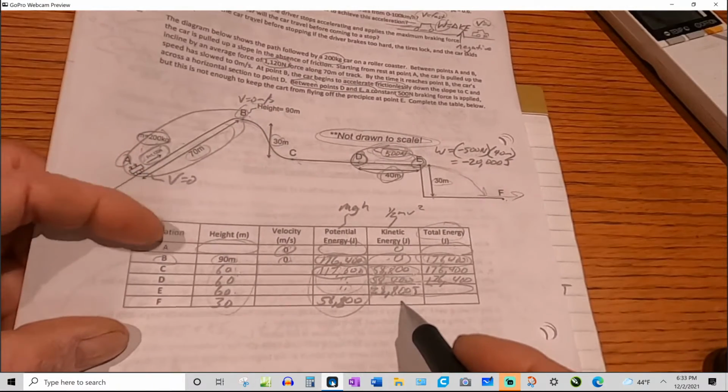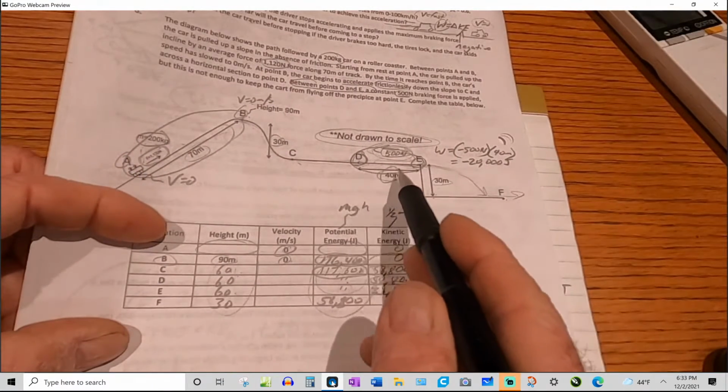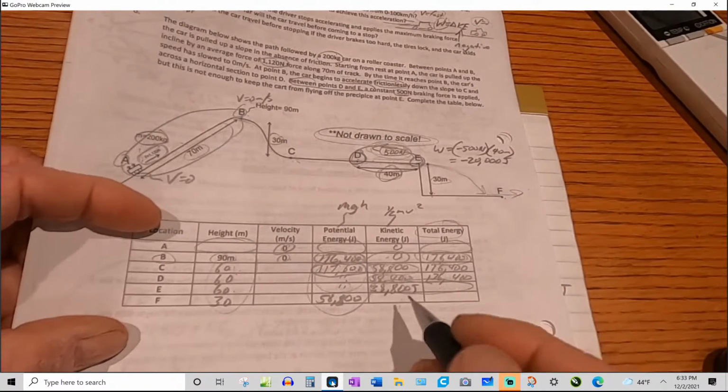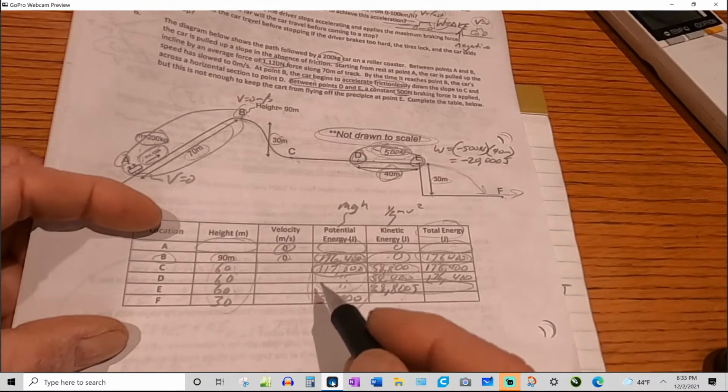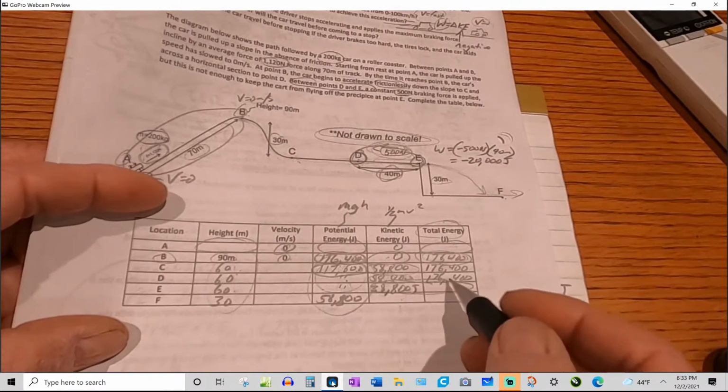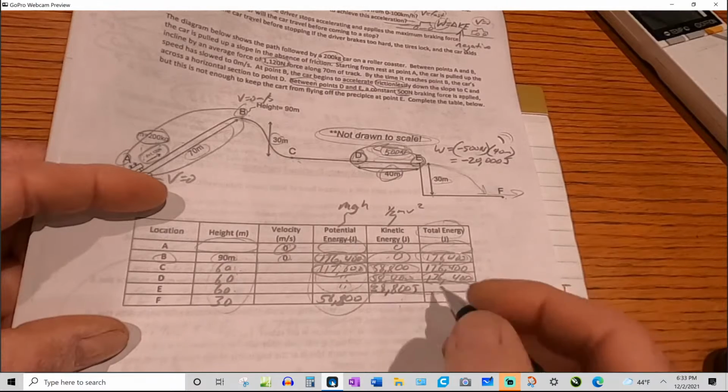So the kinetic energy had been 58,800. Now it's 38,800. So it's the kinetic energy that gets lost here. The potential energy doesn't change. That energy comes away from kinetic. And the total is going to be 117,600 plus 38,800, which ends up being 20,000 less than what the total was before.